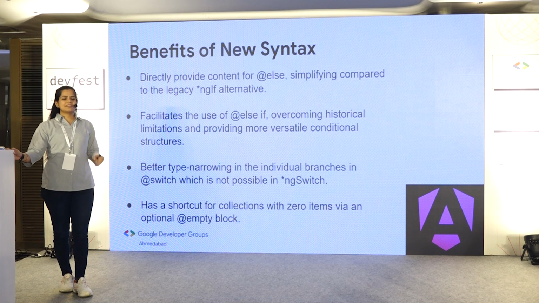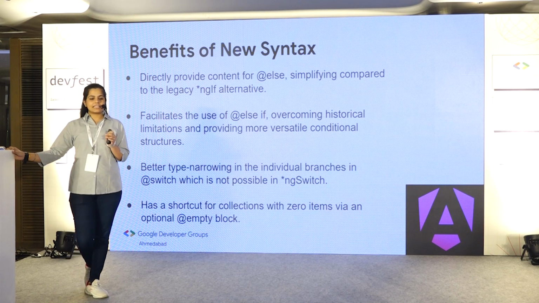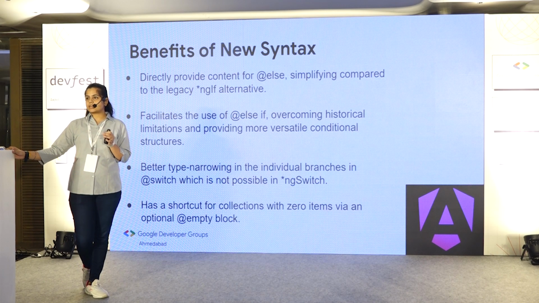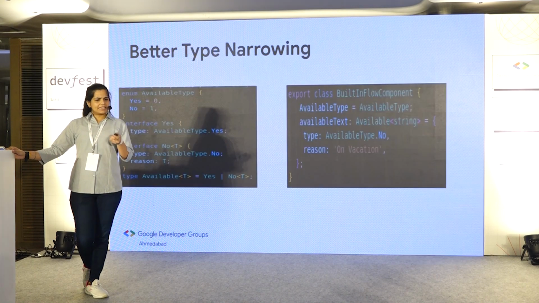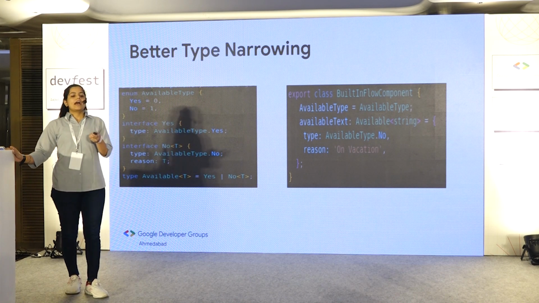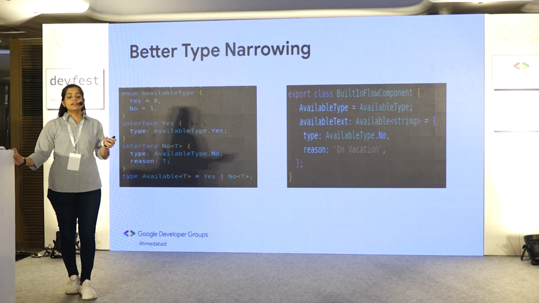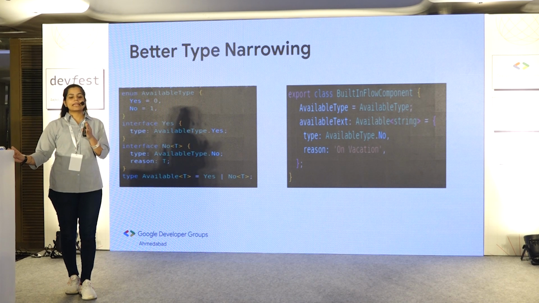There was a specific issue with the *ngSwitch directive. Do you know about that? Have you ever come across that issue? No? OK. So I have added some code snippets showing what that issue was about. What I have done here is I have taken an enum type, then I'm declaring two interfaces, then I'm creating a union type of those interfaces. And then in my class element, I'm just giving some object values to the available type.